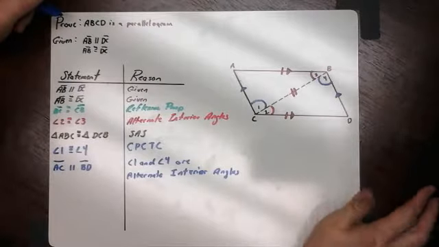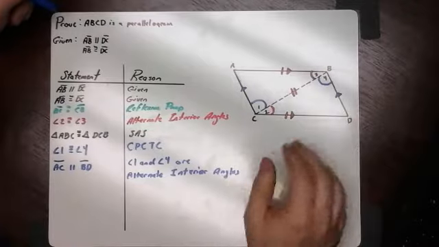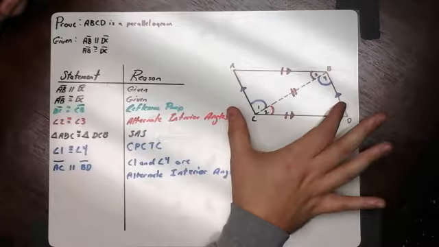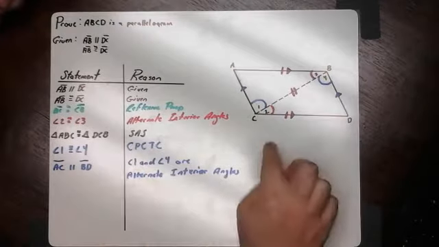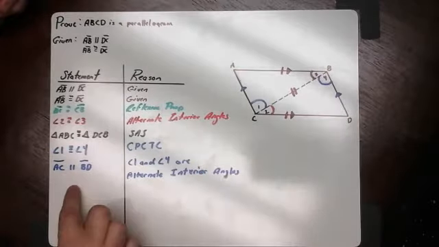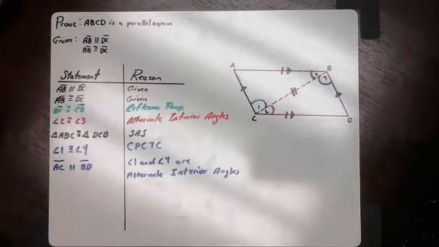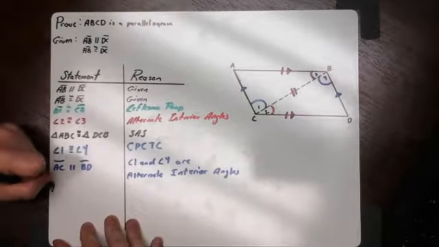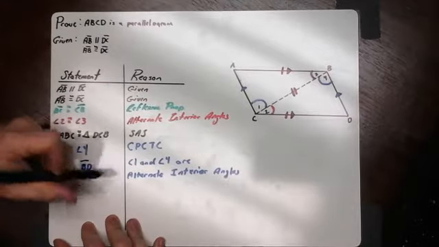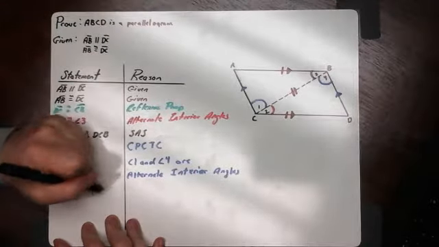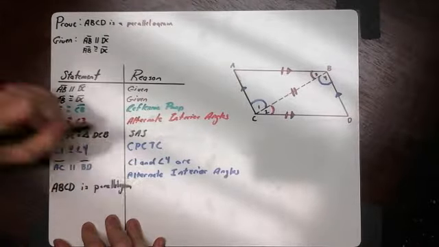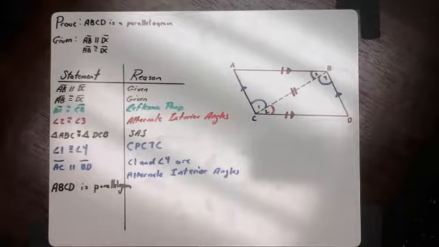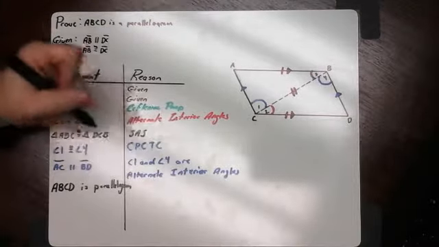Now that I've made that statement, I have the opposite sides are parallel. So I have AB is parallel to CD, which was given to me, and I have AC is parallel to BD, which is something I proved. So now I can make the statement that ABCD is a parallelogram because opposite sides are parallel.